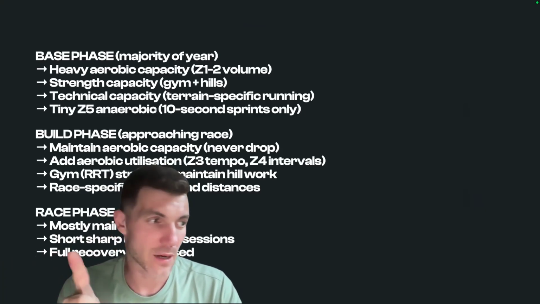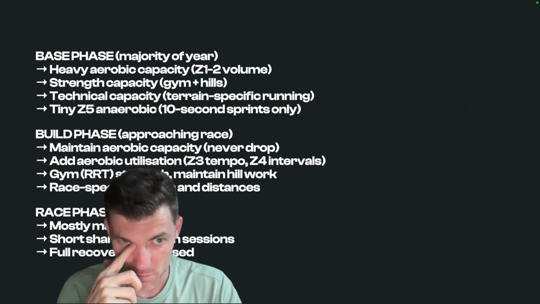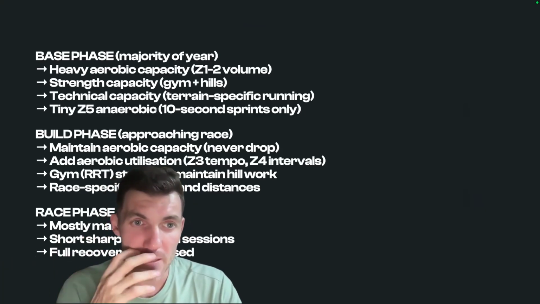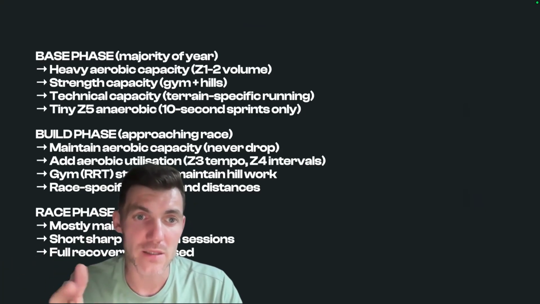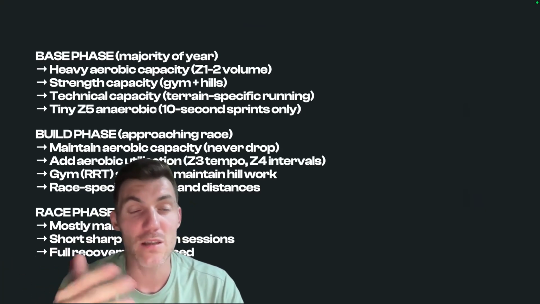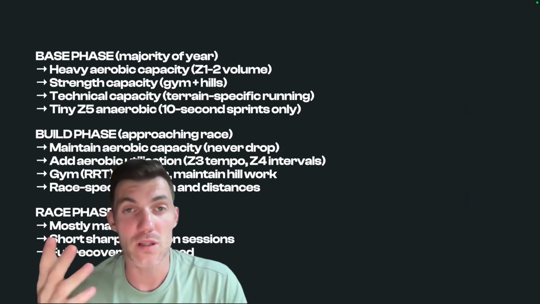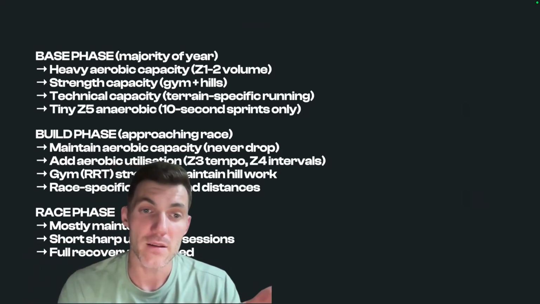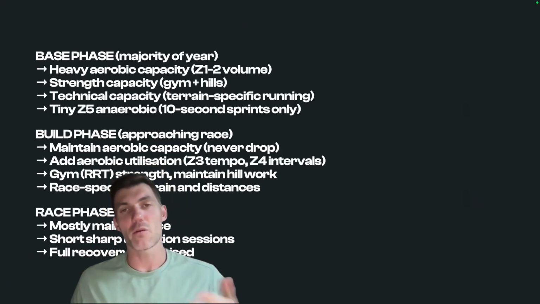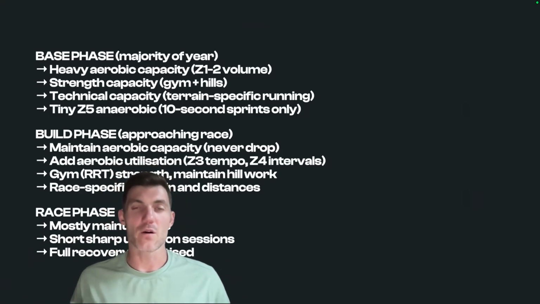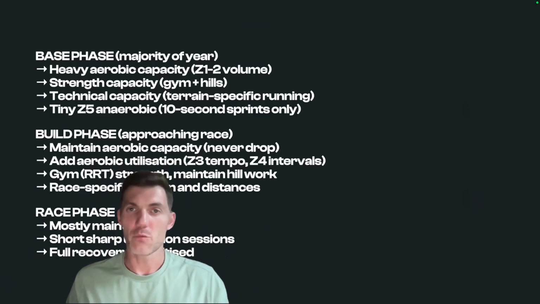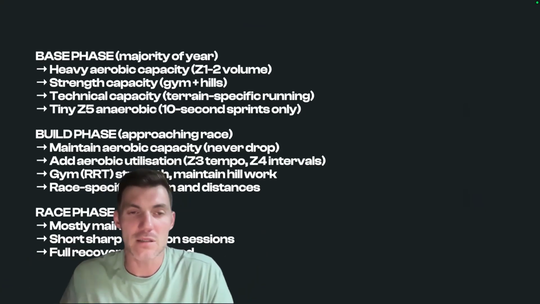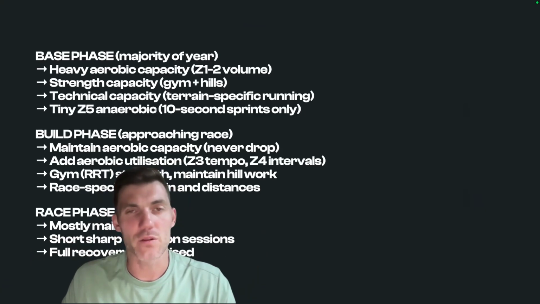So these are where nuances come. So for example, 10-second sprints only. Then you go into build phase, approaching race, maintain aerobic capacity, never drop other aerobic utilization. So this is where zone 3, where I said it's a gray zone, it's a trap. But in this phase, zone 3 will help you. So again, going back to nuances in fitness, the answer is always in fitness and nutrition. The answer is always it depends. Because you see, zone 3 here, good, we need zone 3. But zone 3 in base phase, we don't need it. It will be just wasted energy. I don't know if wasted energy, but you got my point.